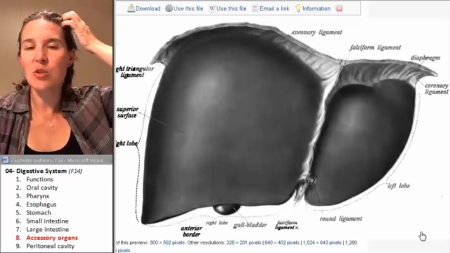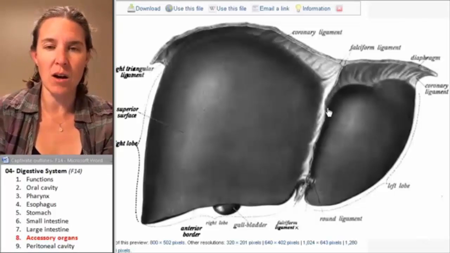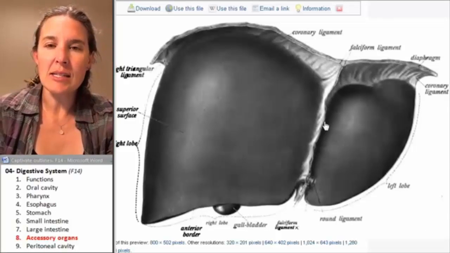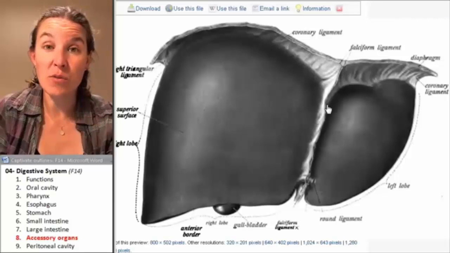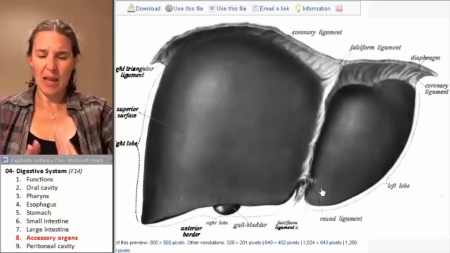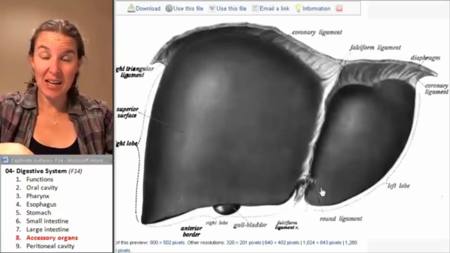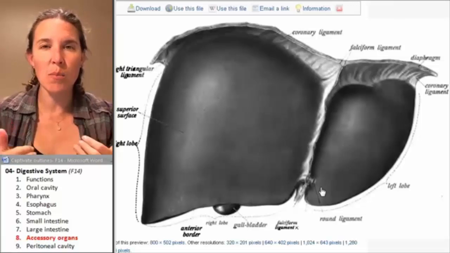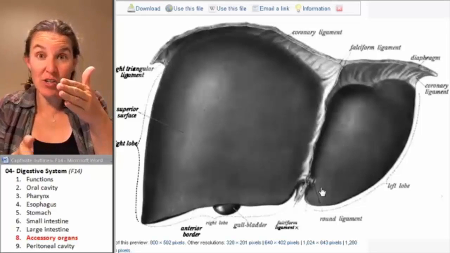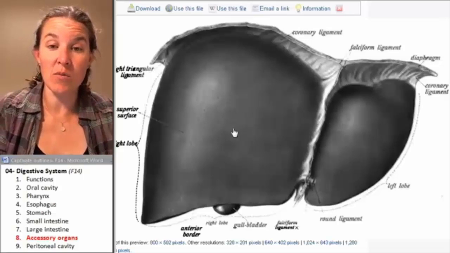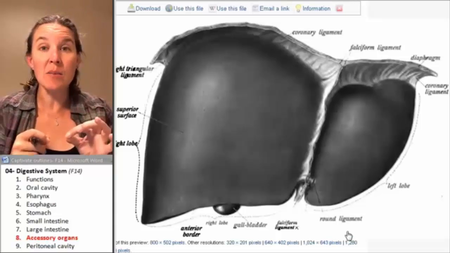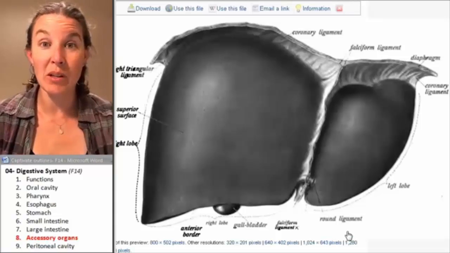Now, there are a couple of structures that are significant from a gross anatomy perspective. One is this ligament right here called the falciform ligament. The falciform ligament actually attaches to the anterior body wall. And at the inferior surface of the falciform ligament, right down here, is a structure called the round ligament.